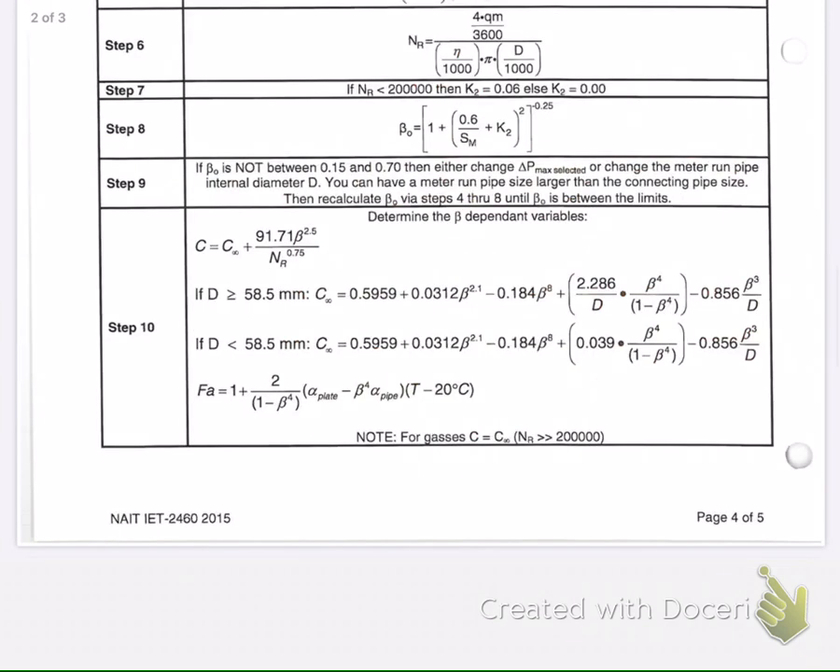And the next page on the procedure, you can see there's the Reynolds number we talked about here. It's talking about if it's less than 200,000, and it's talking about our K values, our constant values. And we talked about this equation here too for beta naught. So once beta naught's figured out, then it starts figuring out our discharge coefficient here, because we need that for these equations, right? And we talked about the different sizes and stuff as well here.